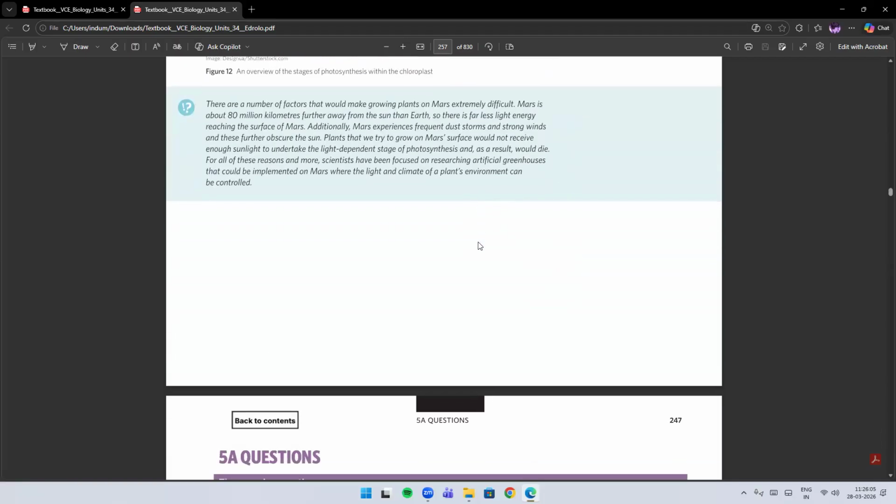There are a number of factors that would make growing plants on Mars extremely difficult. Mars is about 80 million kilometers further away from the Sun than Earth, so there is far less light energy reaching the surface of Mars. Additionally, Mars experiences frequent dust storms and strong winds that further obscure the Sun. Plants that we try to grow on Mars's surface would not receive enough sunlight to undertake the light-dependent stage of photosynthesis and as a result would die.